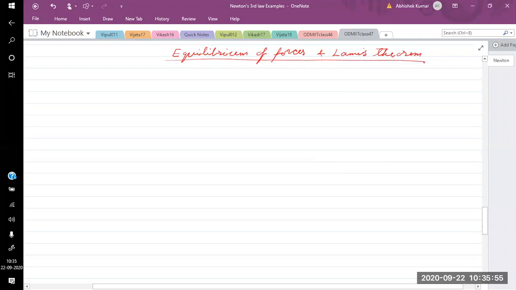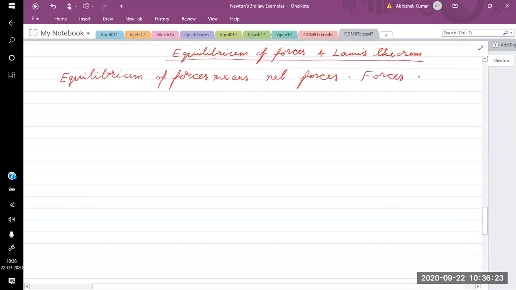Equilibrium of forces means the net force is zero. Net force is zero, or in other words, we can say forces are balanced.